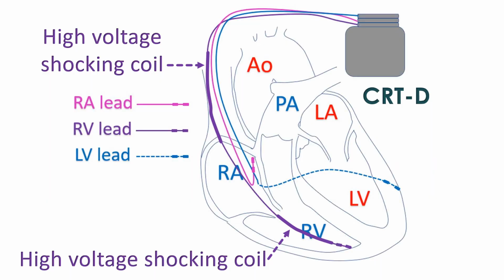Battery capacity has to be more for CRT-D because a large amount of electrical energy is needed for the shocks. Naturally, the longevity of CRT-D battery is lesser than that of CRT-P. Moreover, the internal shocks given by CRT-D can be painful, though essential to save life in case of major heart rhythm disorder. CRT-D is needed in some heart failure patients who have a high risk of life-threatening heart rhythm disorders.